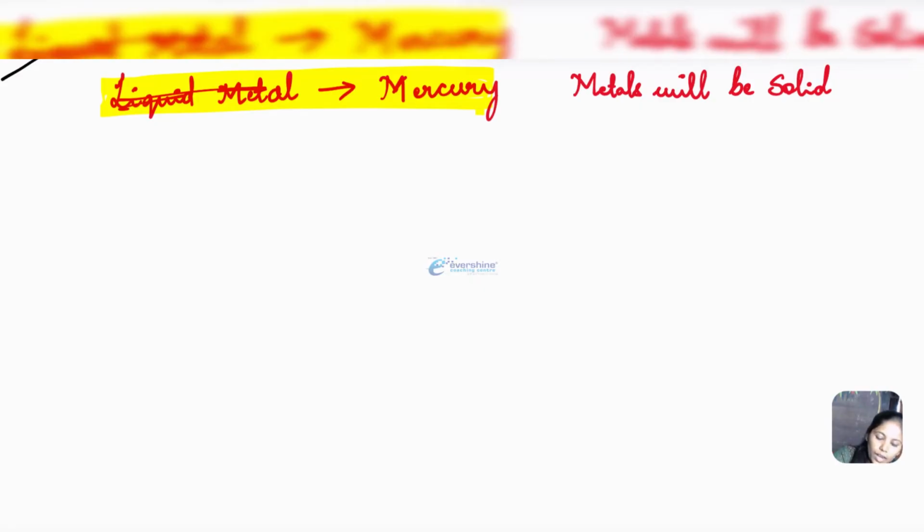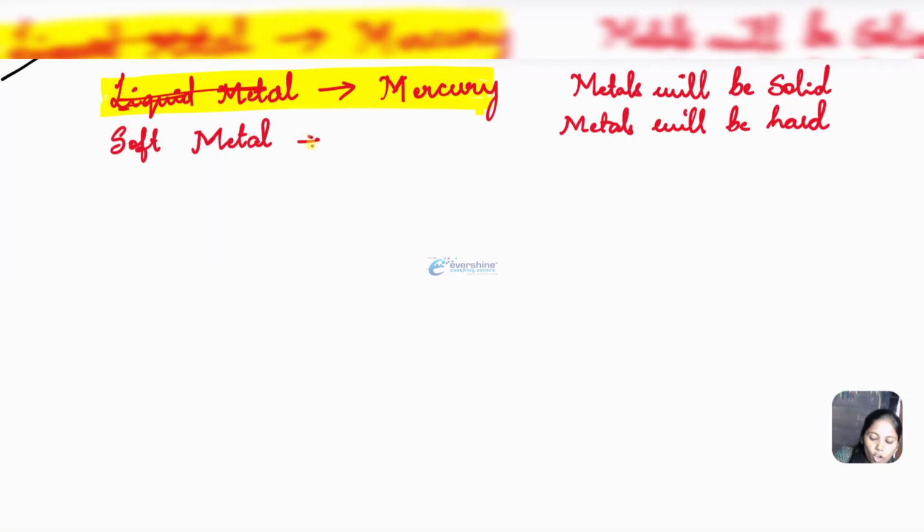And usually all metals are hard. We know this. But which is the metal which is very soft? They can ask which is the soft metal. Sodium or potassium. Usually metals are hard, but which is the soft metal? We should know it is sodium, and potassium is also a soft metal.